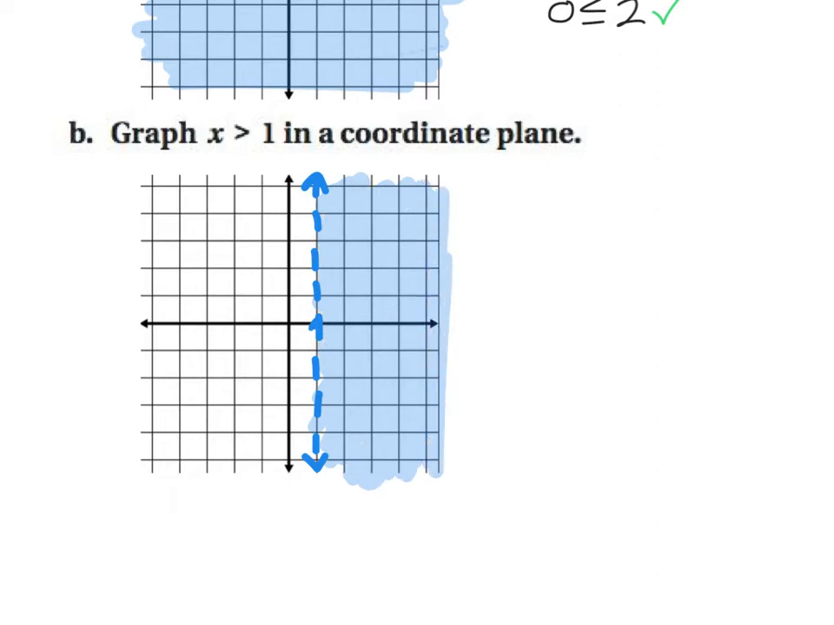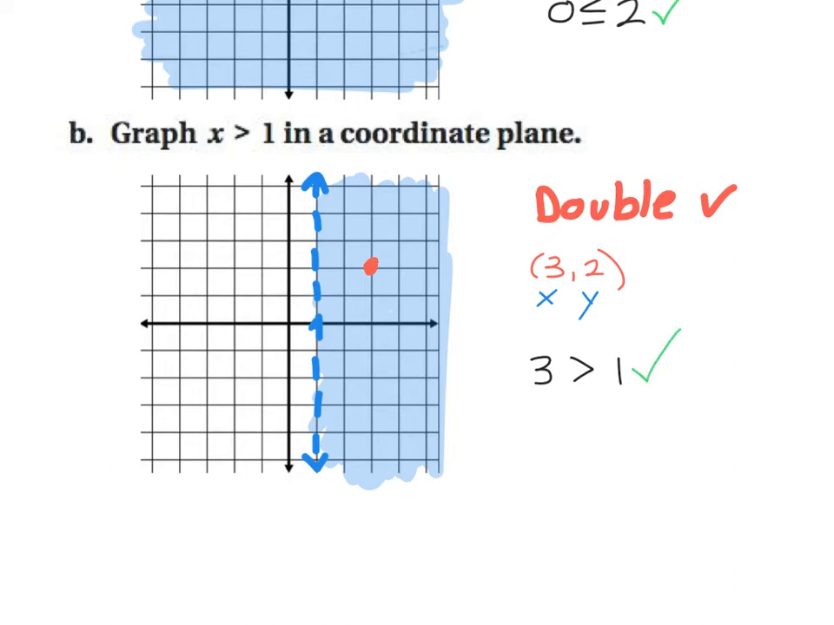Now we can double check again. So we're going to pick any coordinate that's in our shaded area and see if it works. So let's say I decide to pick this coordinate. It can be any coordinate you want. So this coordinate is 3, 2, and I'm going to substitute into our inequality. So our inequality is just x is greater than 1, so I would say 3 is greater than 1. Since this is a true statement, 3 is larger than 1, we know that we shaded in the right area.